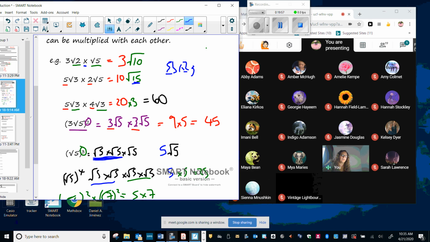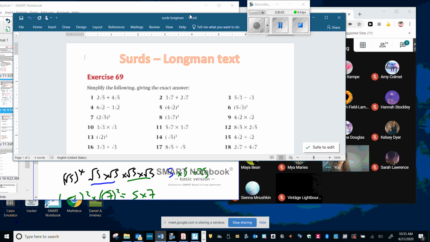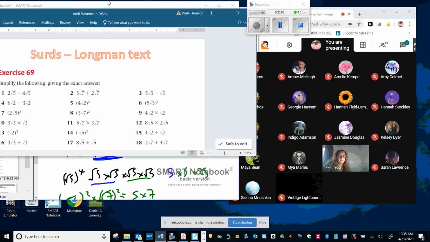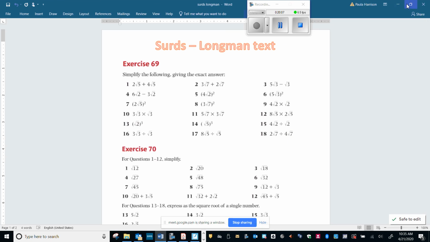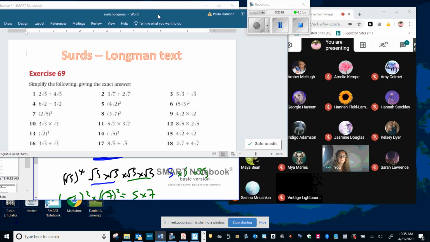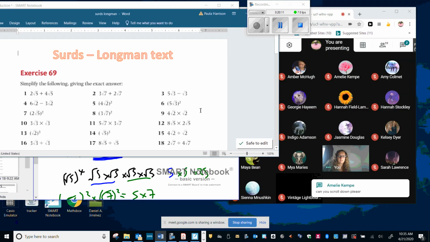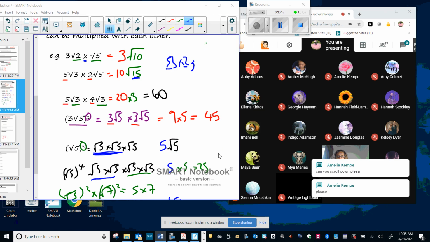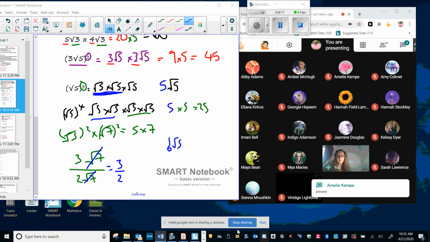So for the last 10 minutes of this lesson, can you please have a go? Can you see this one? Do you know which one I'm pointing at now? I don't know what you can see and what you can't see. The thing hasn't changed. Can you scroll down, please? Okay.